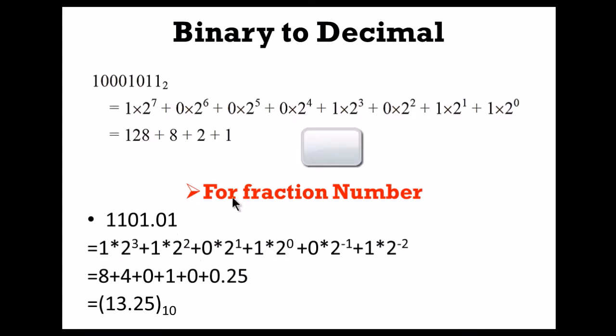And for the fraction number we have 1101.01. So to convert it into the decimal number, we start from this number. So 2 raised to 0 into 1, plus 2 raised to 1 into 0, plus 2 raised to 2 into 1, plus 2 raised to 3 into 1, and for the numbers which come after the point, 2 raised to minus 1 into 0, and 2 raised to minus 2 into 1. So after equating, we are getting our equivalent decimal number 13.25 decimal.